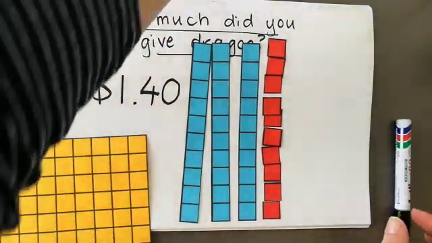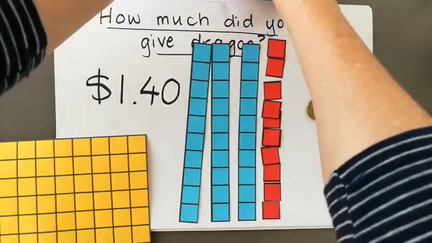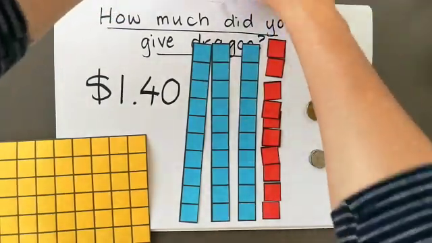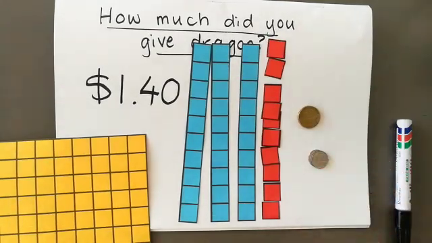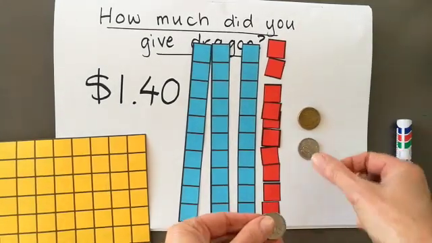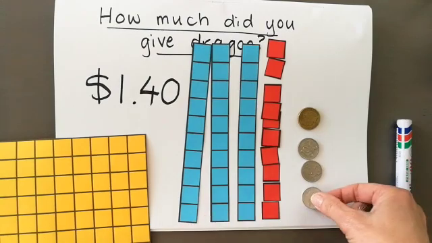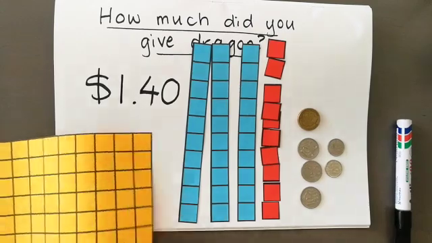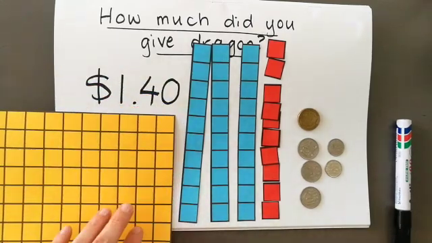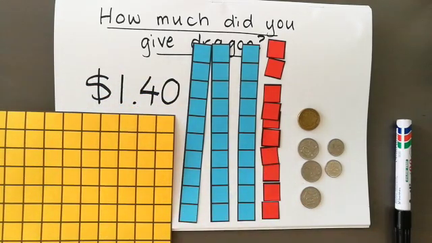$1.40. Now let's have a look. Was that what we had to give Dragon? Let's have a look. So it looks like this. $1 and 10, 20, 30, 35, 40. Aha! So that's what it looks like in coins, and that's what $1.40 looks like in MABs.